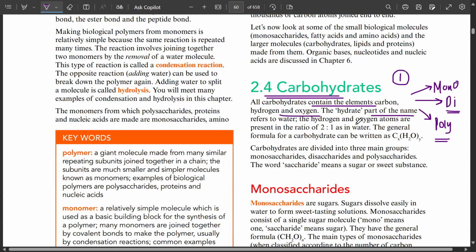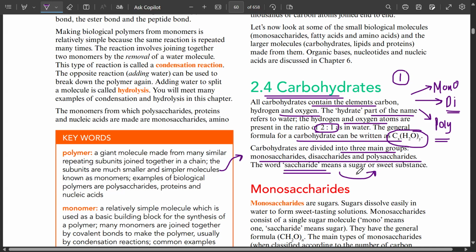All carbohydrates contain the elements carbon, hydrogen, and oxygen, and the hydrate part of the name refers to water. The hydrogen and oxygen atoms are present in the ratio of 2:1 as in water, and the general formula for a carbohydrate can be written as CxH2yOy. Carbohydrates are divided into three main groups: monosaccharides, disaccharides, and polysaccharides. And the word saccharide means a sugar or a sweet substance.